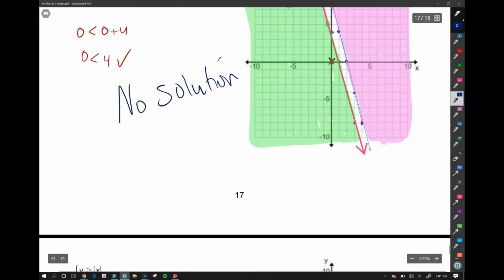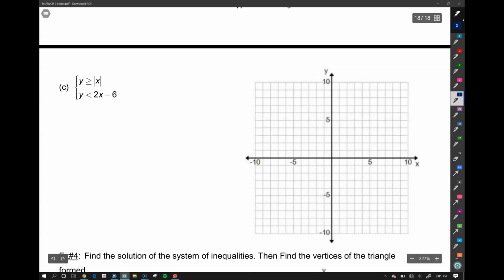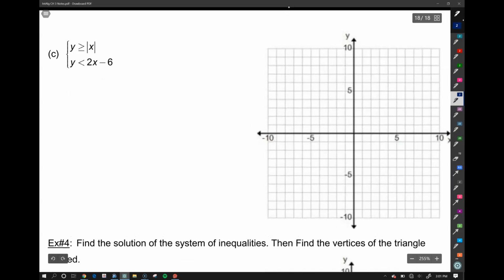All right, so I think we're done with this one. So y is greater than or equal to the absolute value of x. I just graphed this as if it's just the absolute value of x. Now, is this going to be solid or dashed? Solid, because it's or equal to. Perfect.